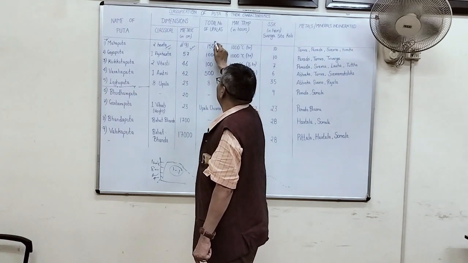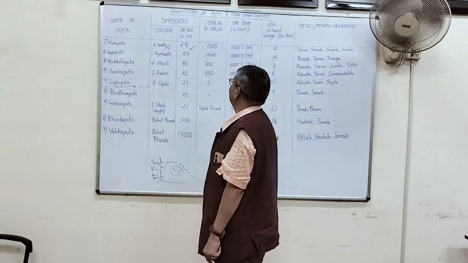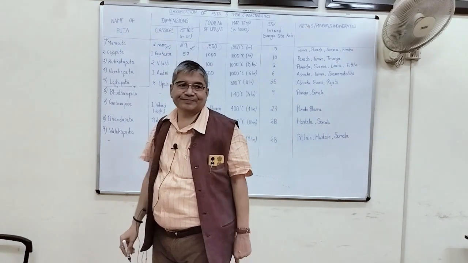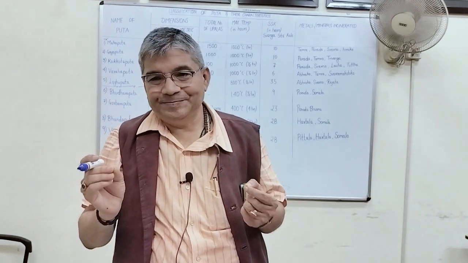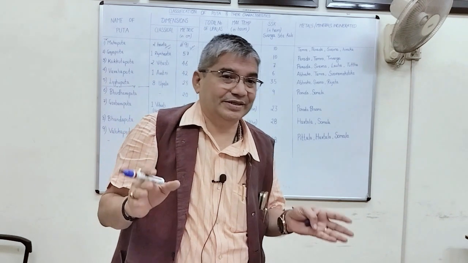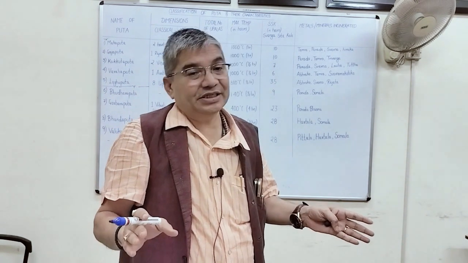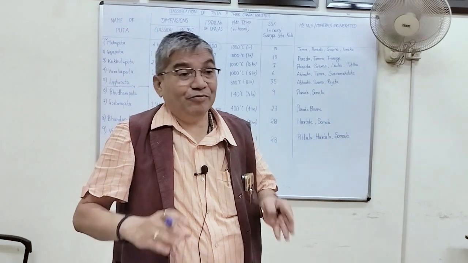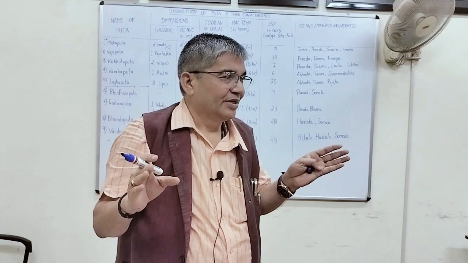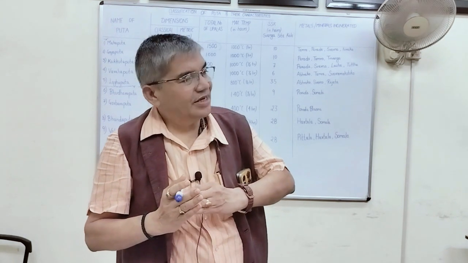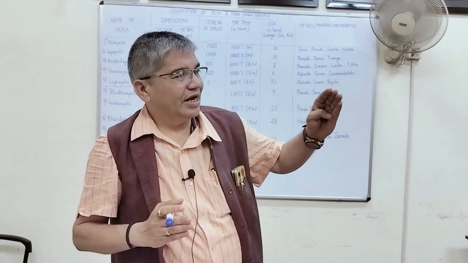Now the number of uplas here is 1500. Now a question: what should be the sequence? In the last interaction, I asked some of you how you will light the fire, where you will light the fire, and how it is going to affect the whole energy business. And what is the requirement there?